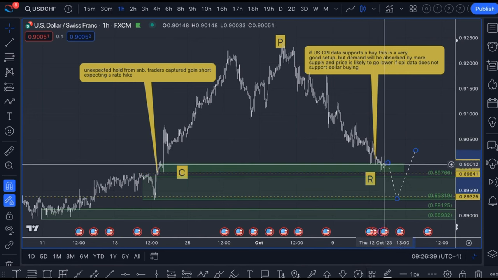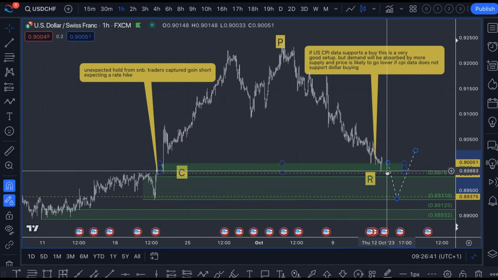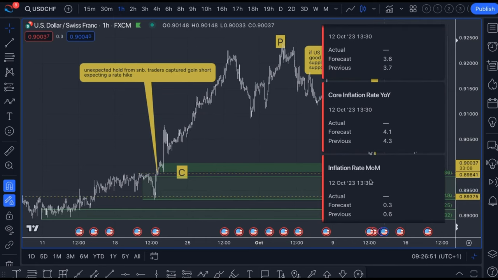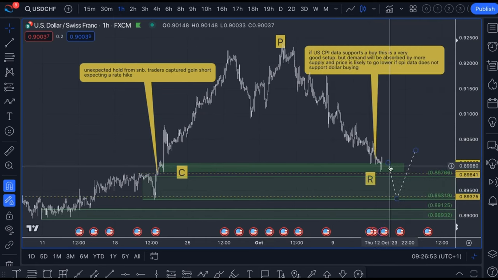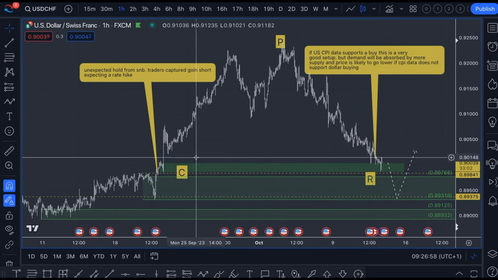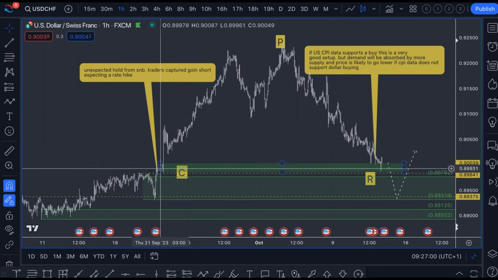But of course, anything can happen, and prices can move to the downside, right? But I think if the data comes out and some of these are maybe slightly better than expected, a bit stickier, for example, then the dollar, I think, can be supported.